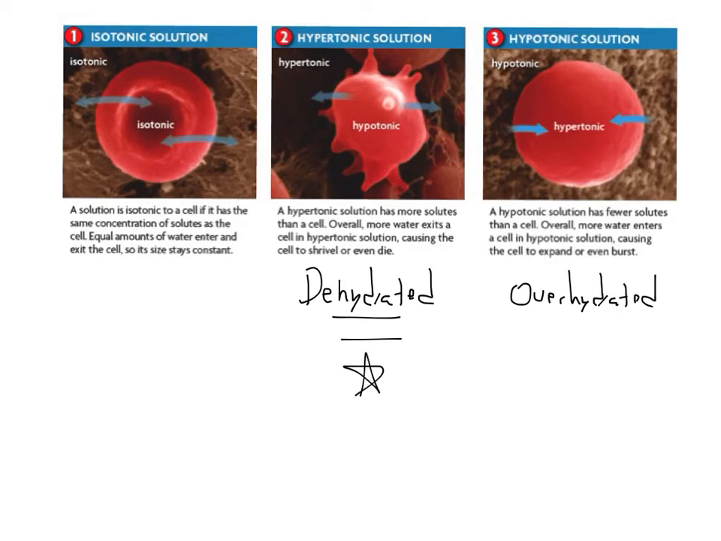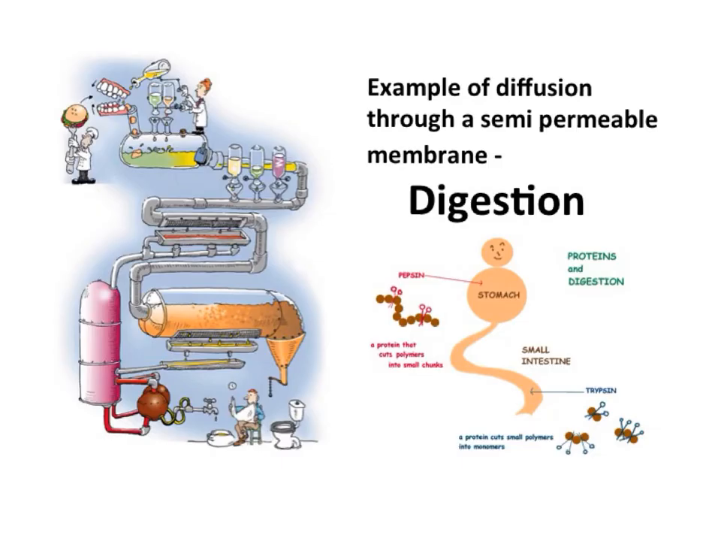Obviously, this is the one we focus on more often than not, but overhydration can happen. Some examples in your body, other than that bloodstream, of diffusion through a semi-permeable membrane. That's what happens in digestion, the way you absorb the nutrients in your body.